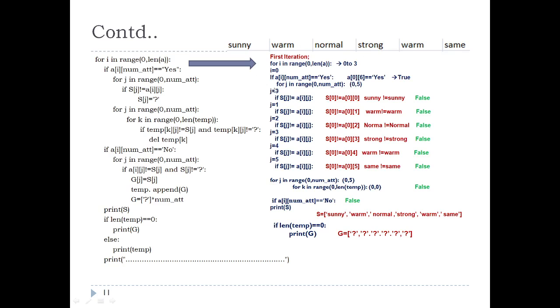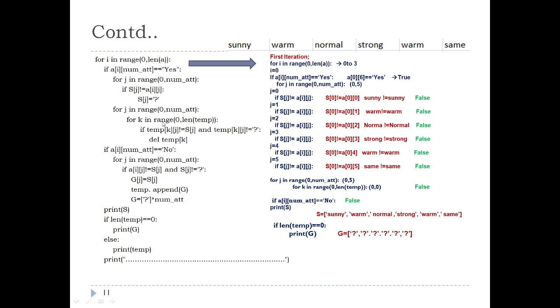Then we will take the first attribute value sunny, and compare it with the specific hypothesis. These are equal, but in the condition we have written: if s of j is not equal to a of i j, then change s of j to a question mark. So it is false here. For all the attributes you will get the answer false, so we are not going to change any value, we will keep it as it is. So now this is done.